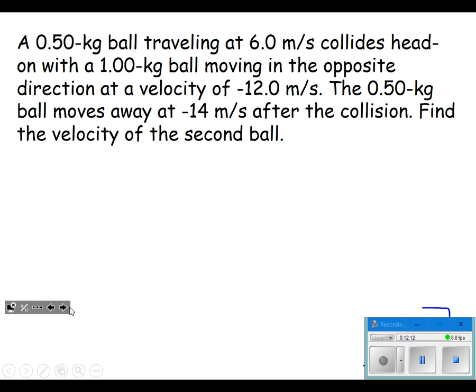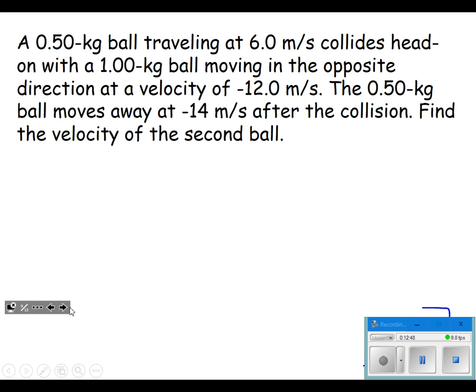Now the reason that negative 12 is there is because it is traveling in the opposite direction. So that's how we tell that the velocities are going different ways, by making one of them negative. Okay? So the 0.5 kilogram ball moves away at negative 14 meters per second. So it's actually changed directions because it started off at 6 meters per second one way, and then it changed directions and now it's going negative 14 meters per second. So you can think about it like going right and left, where positive's right and negative's left.